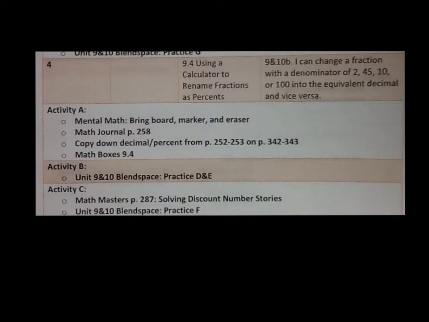Make sure you have out now your learning journey and you put in today's date up here. And then as you go through the work today, you'll be crossing out each thing that you get done. So let's look at what we have so far. Mental math is done. We can check that off. Math journal page 258 you still need to do. We already did the decimal percent. And math boxes, if you still need to finish, make sure you finish those. Then you'll be moving on to activity B, blend space practice D and E, or activity C, Math Masters page 287, and then blend space practice F.